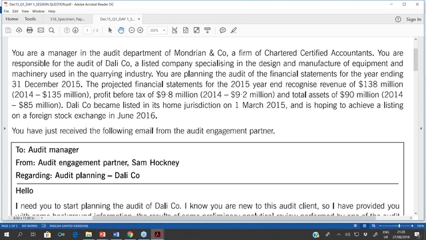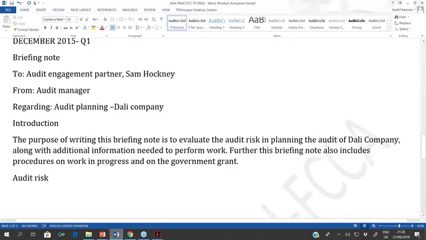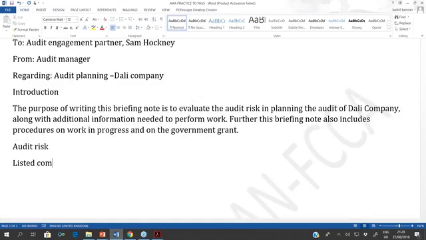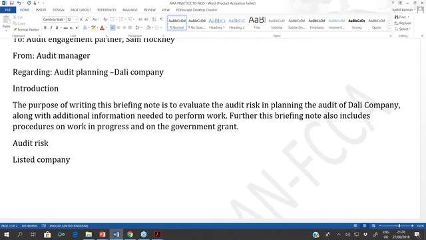The year end of the company is 31st of December 2015, and the company became listed on the 1st of March 2015. So that means the company became listed during the year and is hoping to achieve a listing on a foreign stock exchange in June 2016. And they are hoping to achieve yet another listing the next year. So they got listed in the home jurisdiction and now want to get listed on a foreign stock exchange. See how important this risk is. We go down and start writing the first risk, a listed company, and see how you write under it.